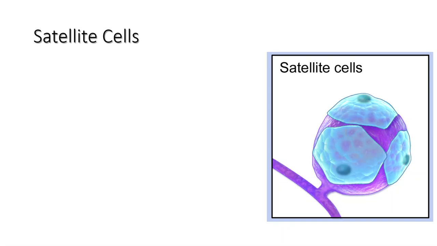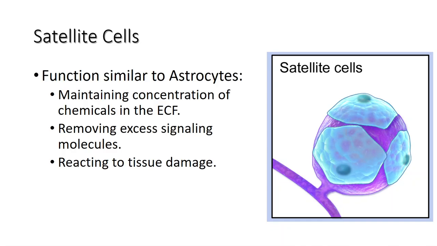Satellite cells are found in sensory and autonomic ganglia, where they surround the cell bodies of neurons. They provide support, performing similar functions in the periphery as astrocytes do in the central nervous system, except for establishing the blood-brain barrier.